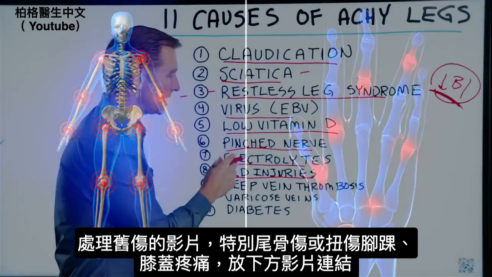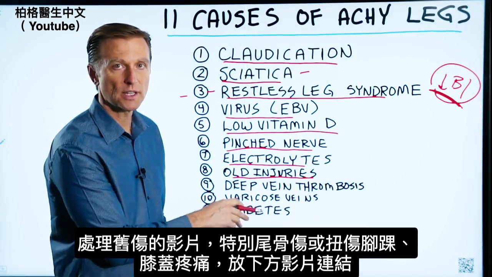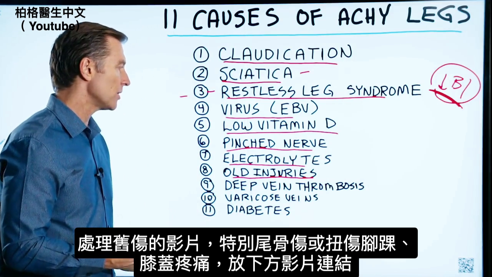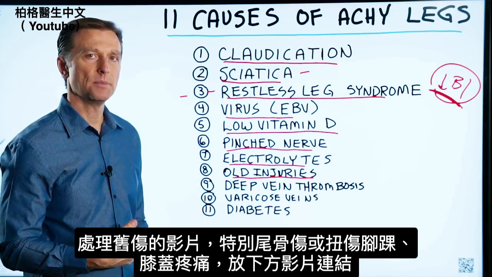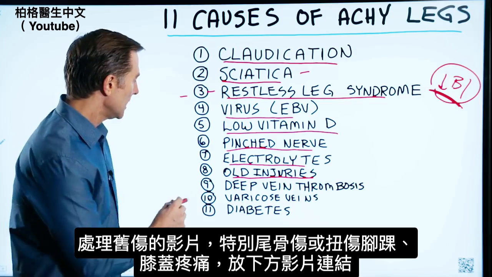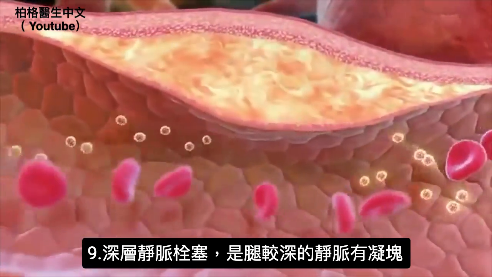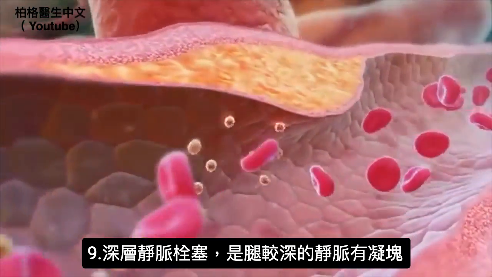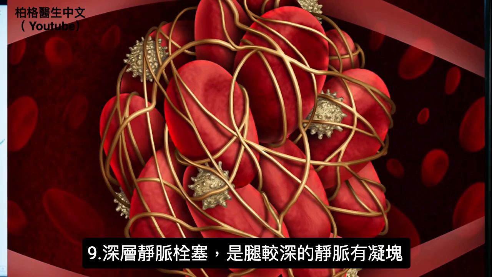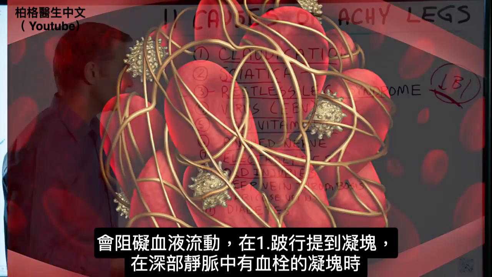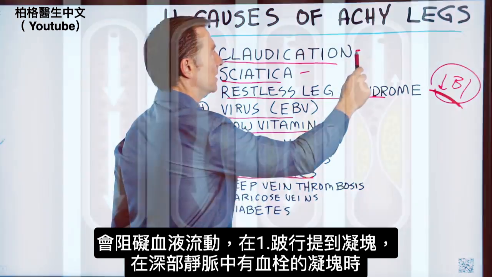I have videos on what to do for old injuries, especially if you fell on your tailbone, or you sprained an ankle, or you have knee pain. So I put those down below. Number nine, deep vein thrombosis. This is a situation where you have a clot in the deeper veins of the legs, and that's obstructing blood flow. Now, I talked about the clot right here.